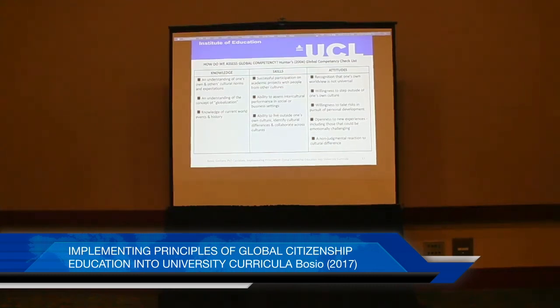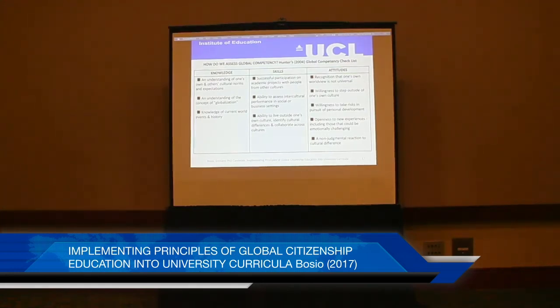So how are we going to assess global competency in our students? Again, on the knowledge side, for example, how they understand their own culture and other people's culture, norms and expectations. Do they have an understanding of the concept of globalization? Obviously, we can provide some readings, we can provide some role plays, knowledge of current world events and history on the knowledge side, and then we have, I'm not going to go through all of them, but I'm happy to share with you later on after the interview, the presentation.